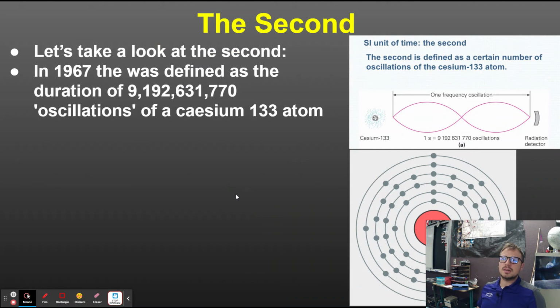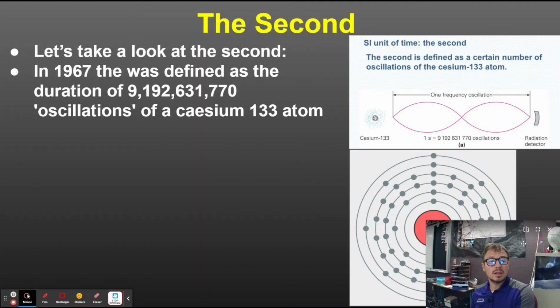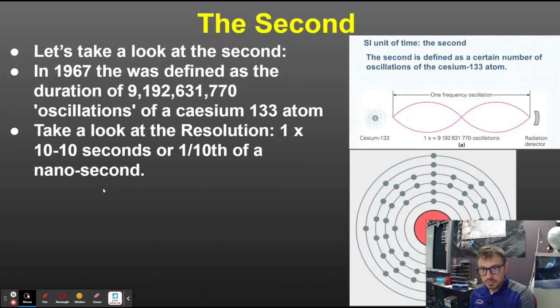All right, so the second. Let's take a look at the second. In 1967, the second was defined as the duration of 9,192,631,770 oscillations of the valence electron in the cesium-133 atom. So you can see here that the cesium atom does have a valence electron, and it switches energy states at a relatively predictable pattern, and every time it oscillates this many times, we just say, yep, that's a second.